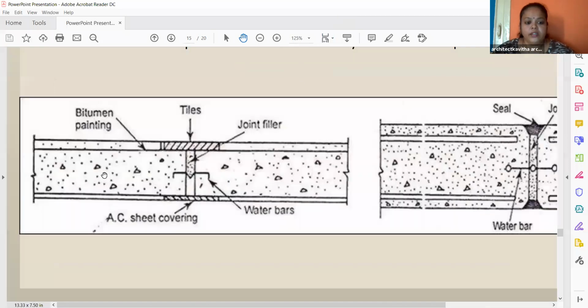If you see again, I showed you the RCC slab, water bar here. You have AC sheet. This is again in the plan. And one side you can give tile. Even in the tile, if you see, there's a small gap here for the movement to happen. This is plastering. This is plastering. If it is an outer wall, you can give bitumen painting, so you get black color. You will see it in many places. Bitumen painting will act as waterproofing also, and you will fill the joint with joint fillers.